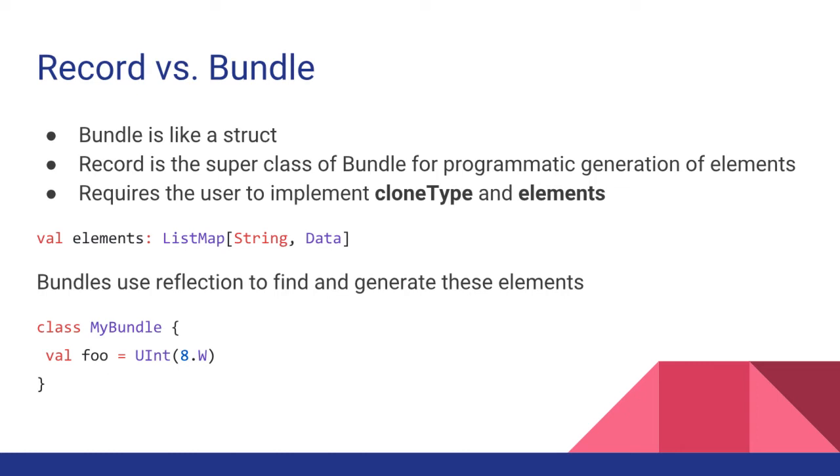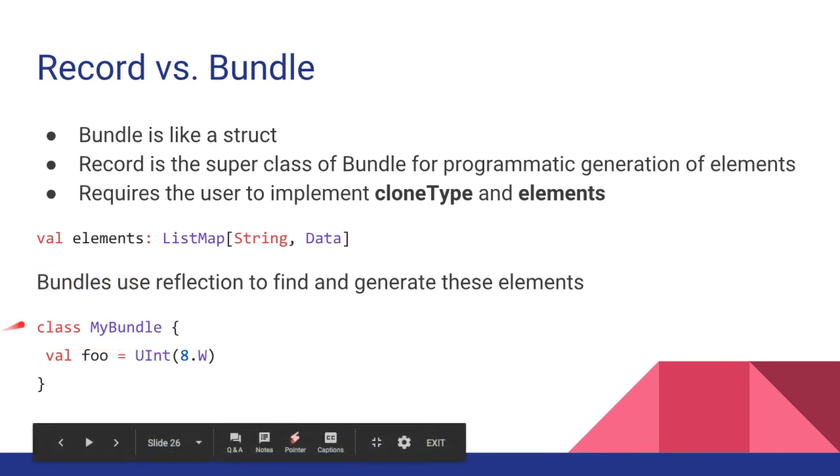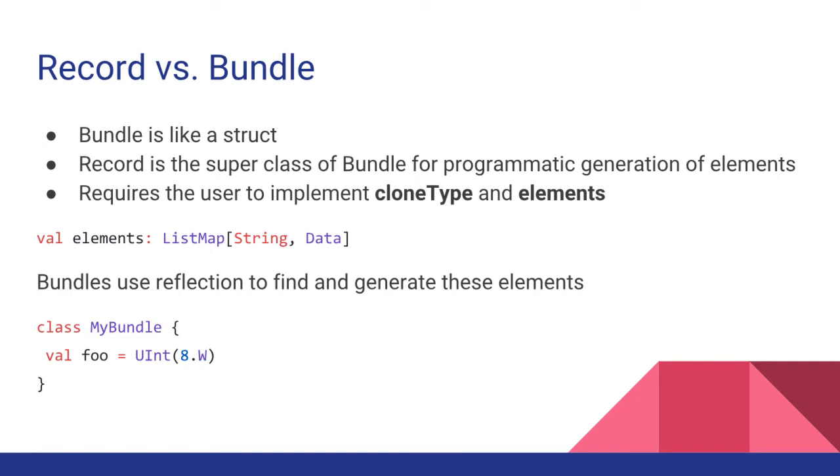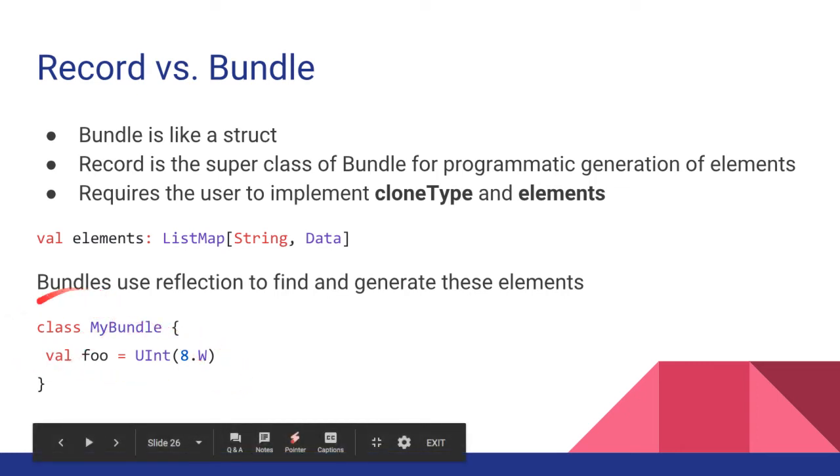What are they? A bundle is kind of like a struct. It's just trying to let you put heterogeneous data into some structure. The record is a superclass of bundle, and the difference is that... so I'm going to use this bundle down here as an example. When you write class myBundle val foo equals UInt8.W, earlier I mentioned that we use reflection to determine names. We also use reflection to determine what the fields are of the bundle. So the reason why we know that bundle has foo in it is that we can inspect the class.